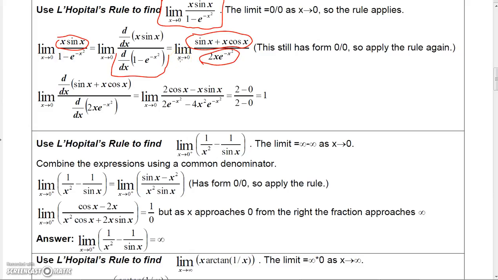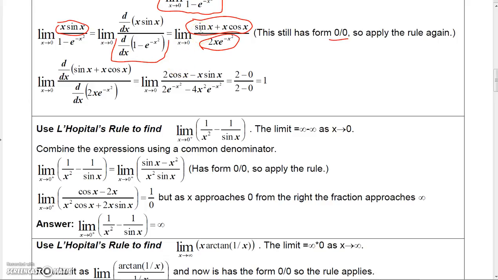Now, if you take the limit of this function as x approaches 0, you get 0 on top and 0 on bottom. So this still has the form 0 over 0, so we can apply the rule again. Now you're going to take the derivative of sine x plus x cosine x, so you take the derivative of sine x and get cosine x, and then you're going to have to use the product rule on this portion, and then you just combine your like terms, and you should get 2 cosine x minus x sine x. And again, just trust me that the derivative of 2x e to the negative x squared is 2e to the negative x squared minus 4x squared e to the negative x squared.